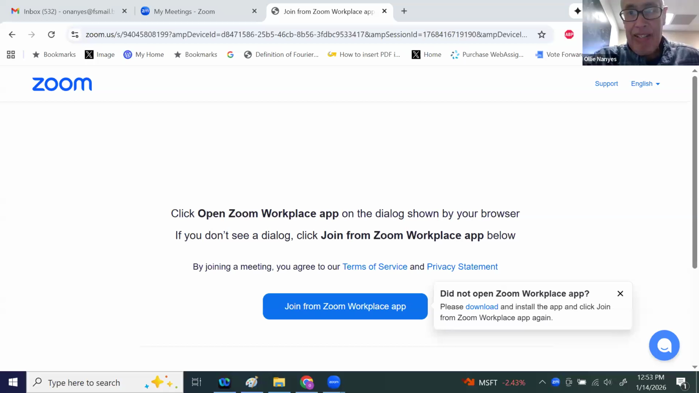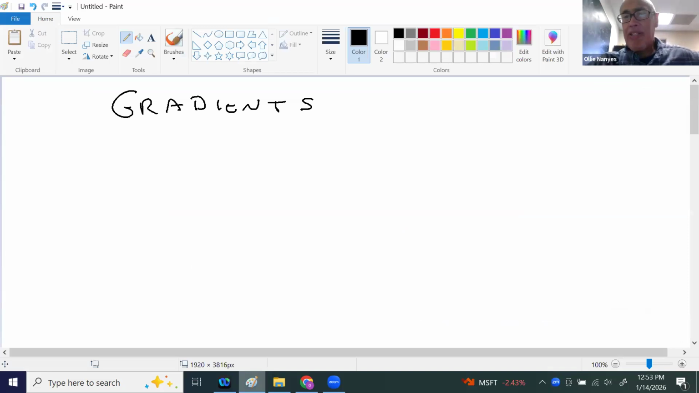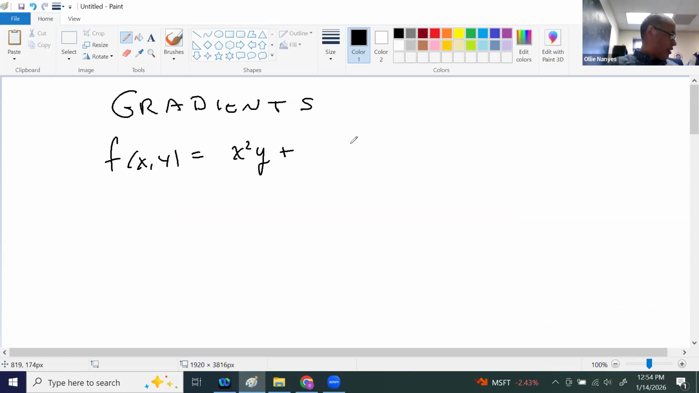So this is the idea behind a gradient, and I have a little example written in my paper here. Let's say we have a simple example. Let's say f of x, y, a two-variable function, like we learned in Calc 3. Let's say it's x squared y plus y e to the x.